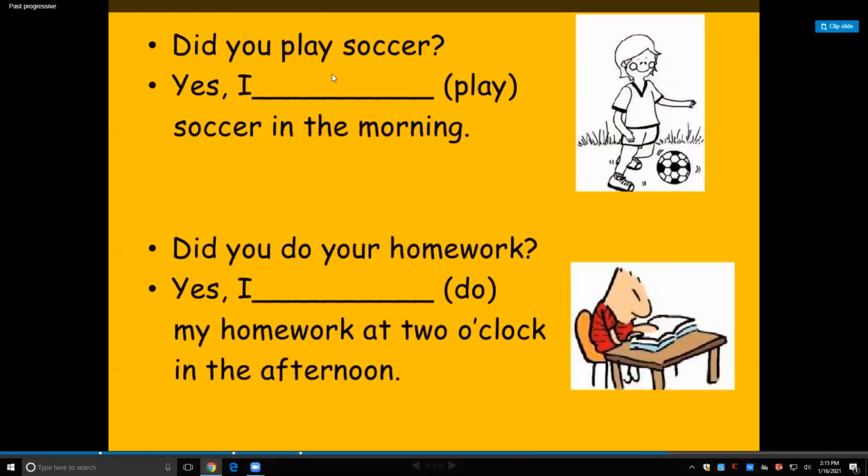Did you play soccer? As you can say, yes, you played. So how can you fill this blank? Yes, I was playing soccer in the morning. Did you do your homework? Yes, I was doing my homework at 2 o'clock in the afternoon.